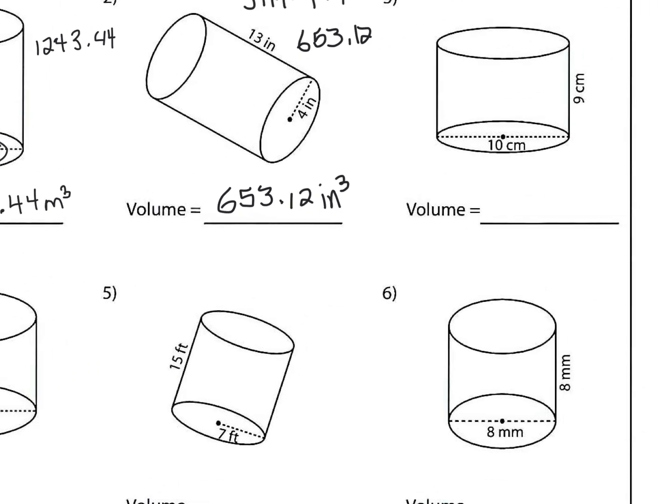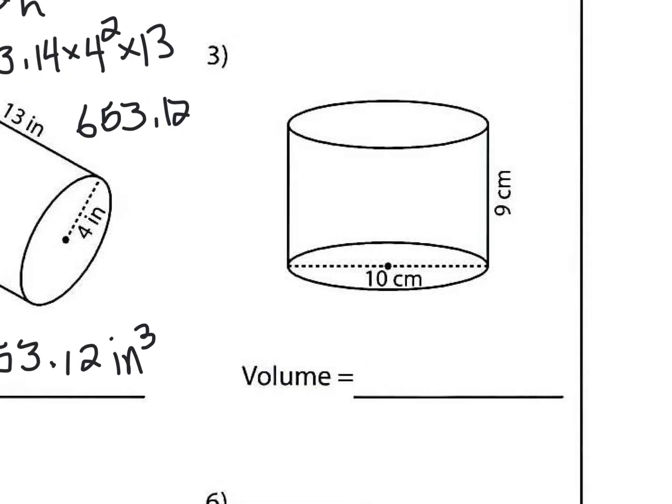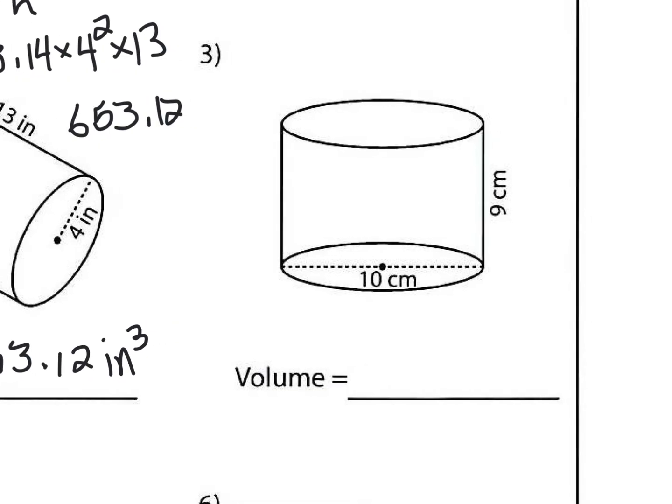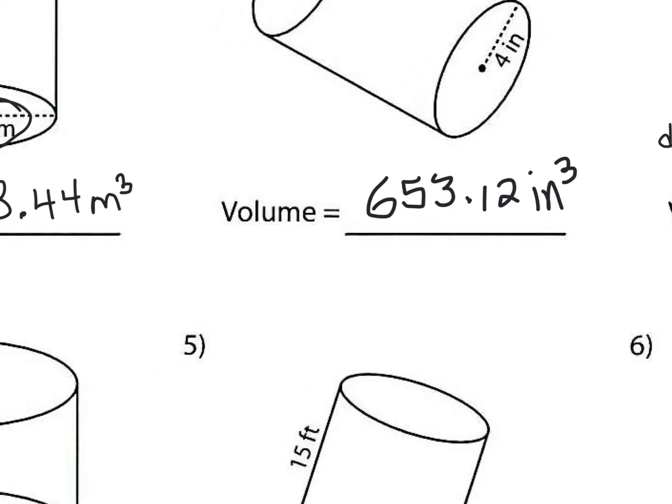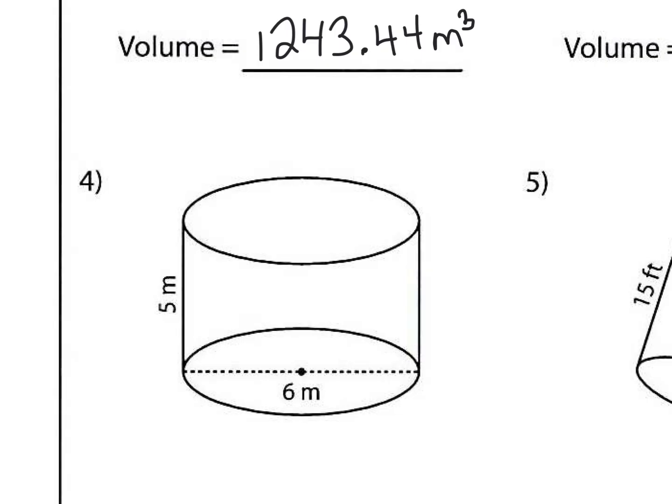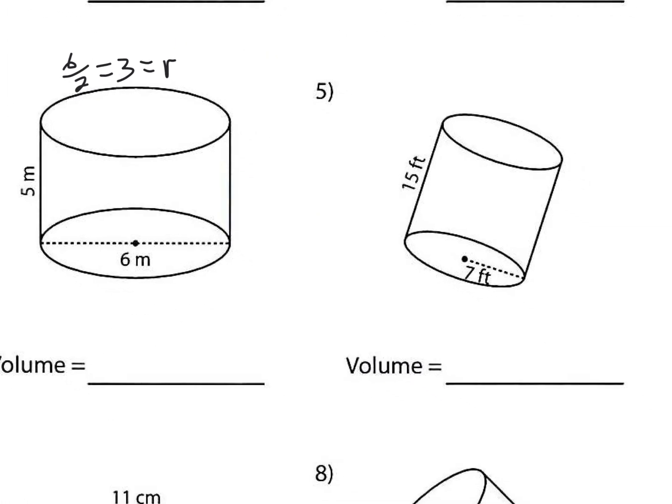The only difference you might see is something like number 3, where you have a diameter of 10. And every time you see a diameter, you need the radius, so you have to cut that in 2 to give you the radius. So 10 divided by 2 is going to equal 5. So your radius is 5. Same idea with number 4. You have to cut that in 2. 6 divided by 2 is equal to 3. So that's your radius. That's the value you use in the formula.